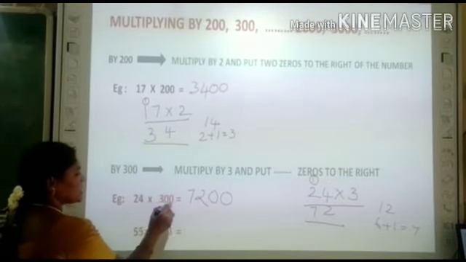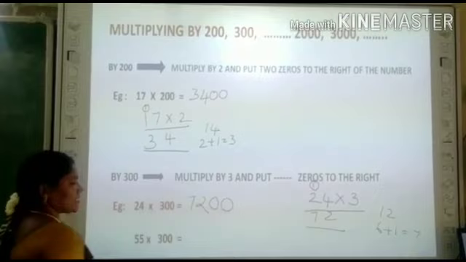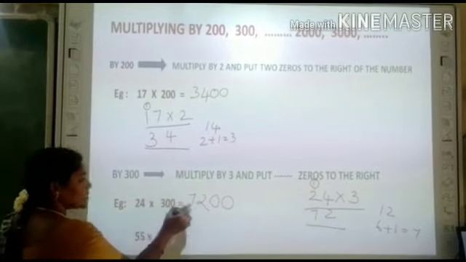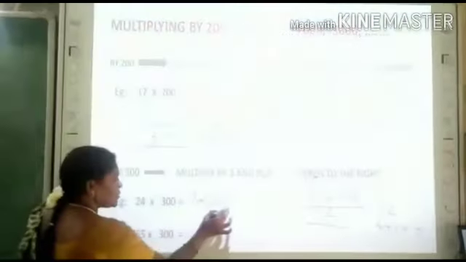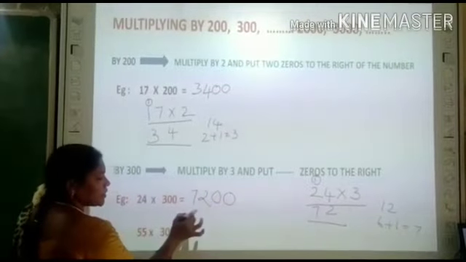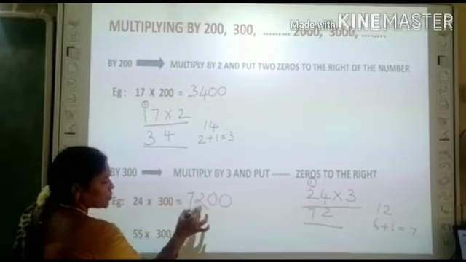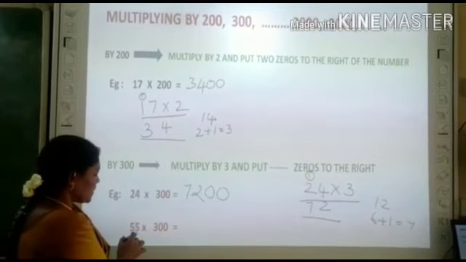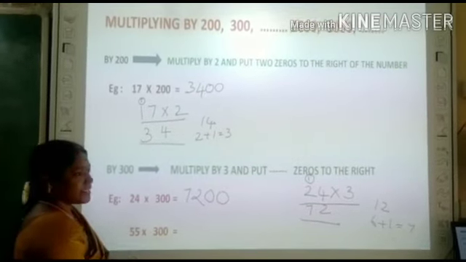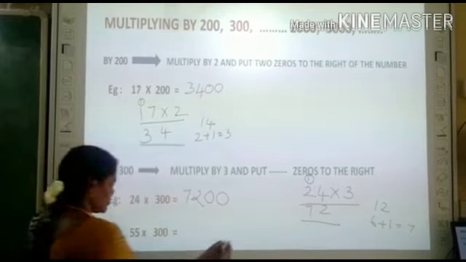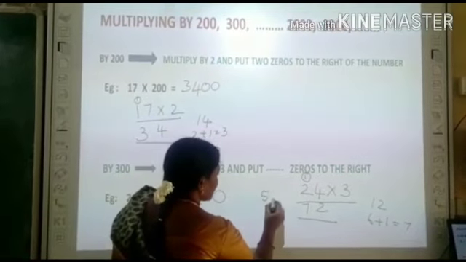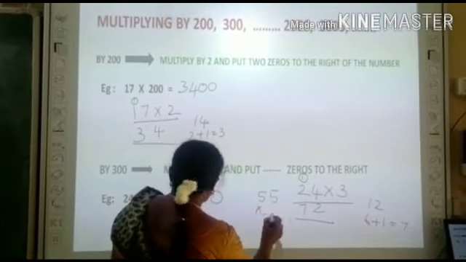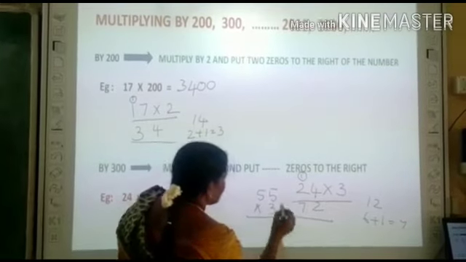So 24 threes are 72. Then we add 2 zeros. Then what do we read? 7200. Okay children, then go to the next example: 55 into 300. Same like this. So 55 into 3, we multiply.